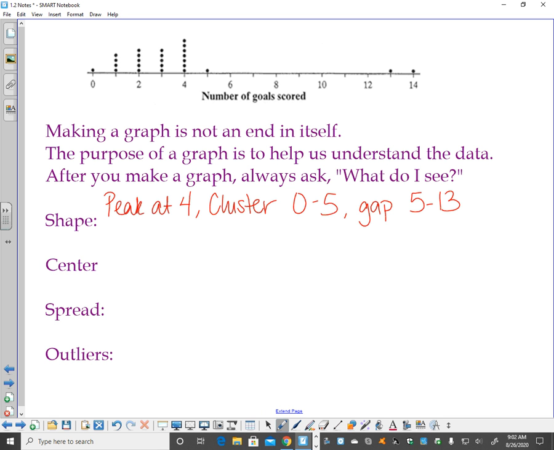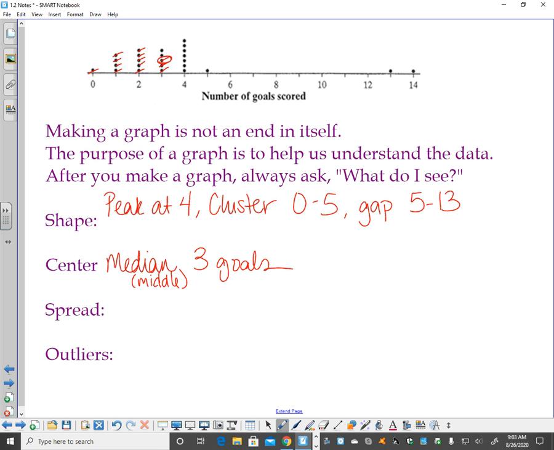Okay, let's talk about center. All right, there were 25 goals. So right now I'm looking for the median, and the median is the middle. So if there are 25 goals, then the middle value is at the 13th goal. So let's count. 1, 2, 3, 4, 5, 6, 7, 8, 9, 10, 11, 12, 13. So the 13th goal is a 1. So the median, or sorry, is a 3. The median is 3 goals.